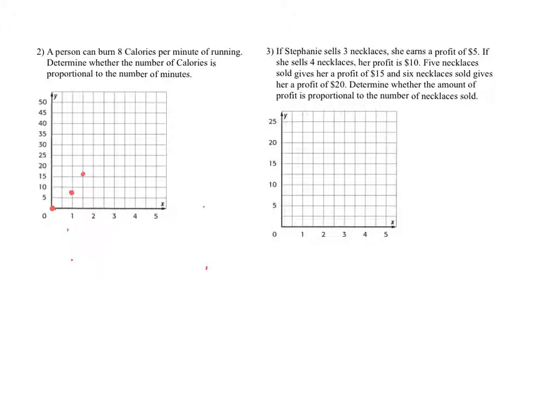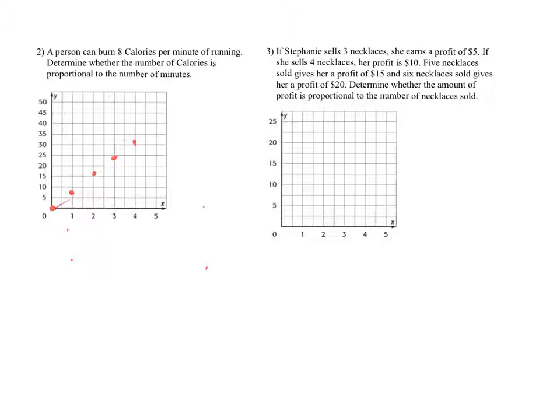Oh man, I didn't put that in the right spot. I can't see that side graph on here for some reason. I'm so sorry. Okay, at 3 minutes, how many calories have we burned? 24. At 4 minutes, 32 calories. Okay, and so it's going up. Is this graph proportional? Yes.